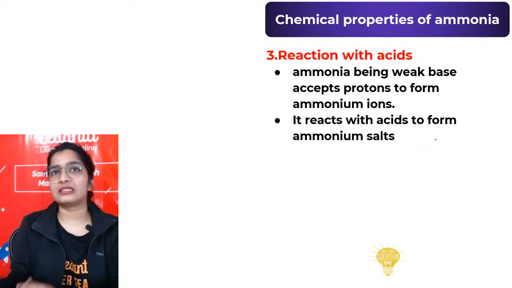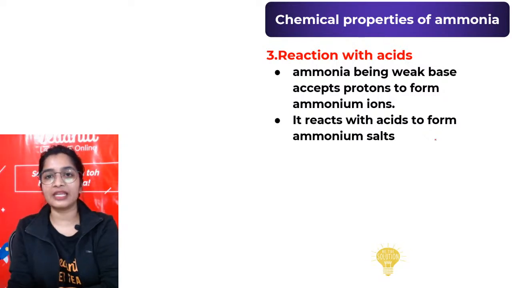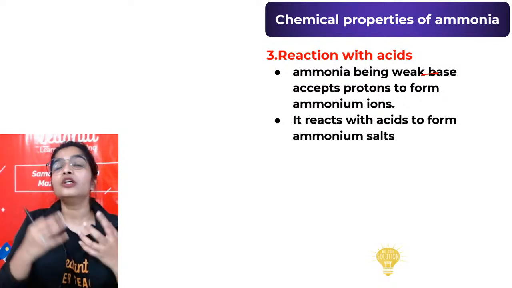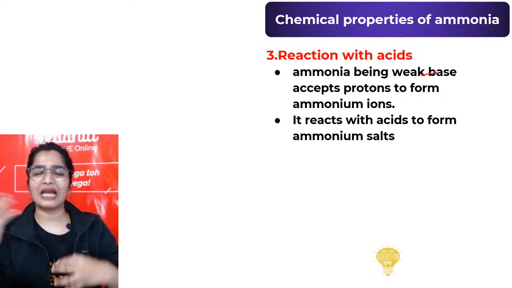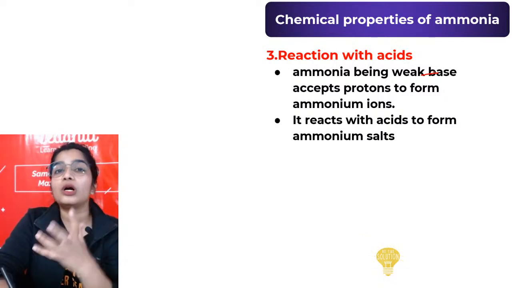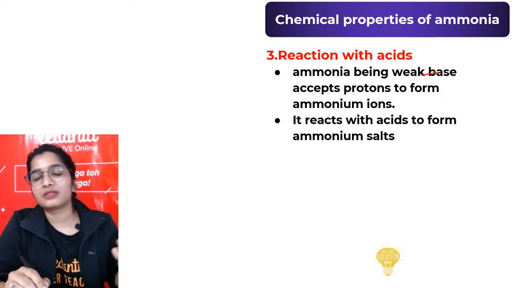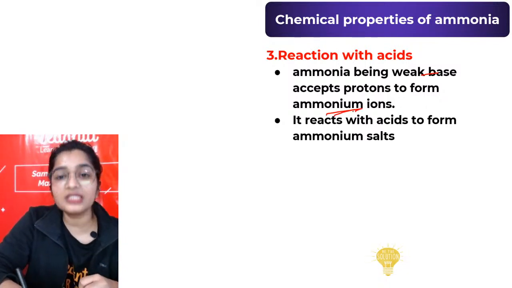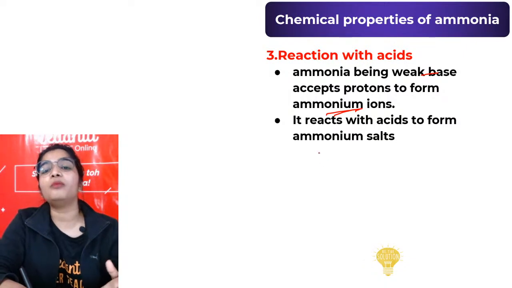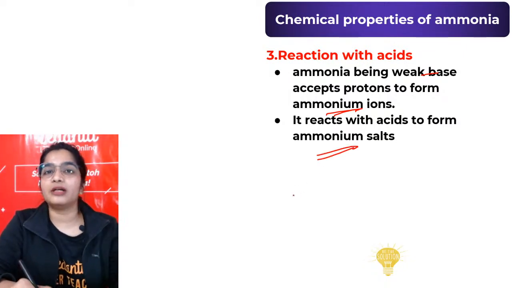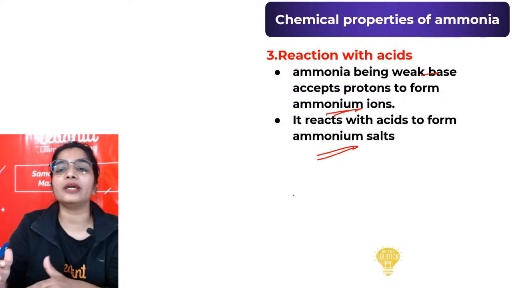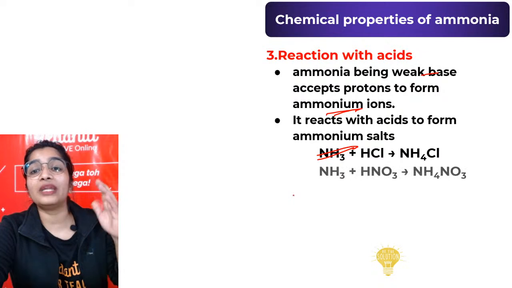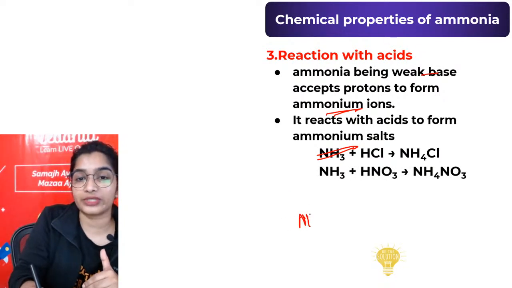So reaction with acids. As ammonia is a weak base, it accepts protons. There are different definitions for acid and base, so a compound which accepts a proton is also known as a base. So it accepts a proton to form ammonium ions, and it reacts with acids to form ammonium salts. So obviously, ammonia plus any acid gives ammonium salts. But the same product will be formed when it reacts with ammonium hydroxide as well.